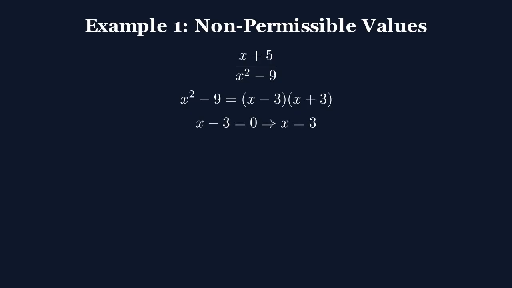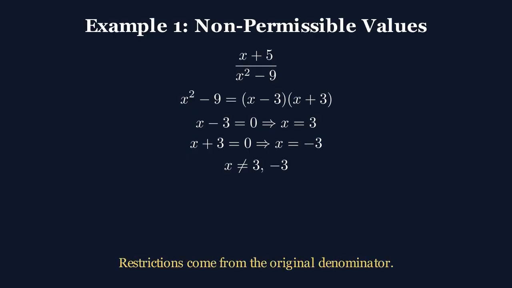Example 1. Find the non-permissible values for x plus 5 over x squared minus 9. Non-permissible values come from the denominator. Factor x squared minus 9 as x minus 3 times x plus 3. Set each factor equal to 0. The restricted values are x equals 3 and x equals negative 3.